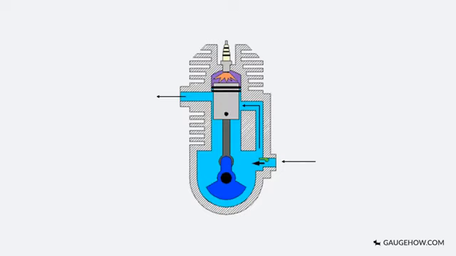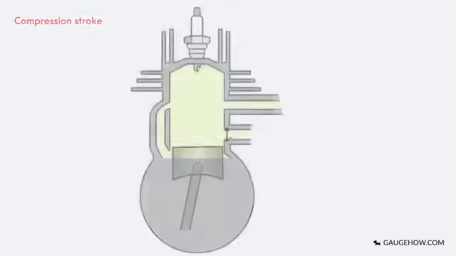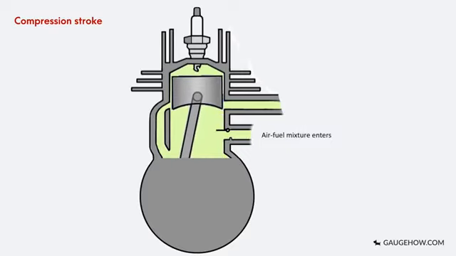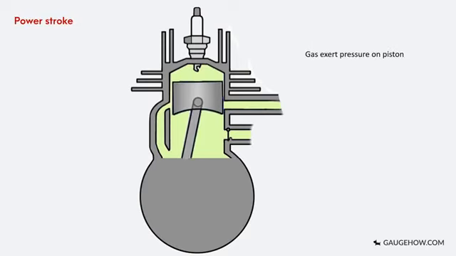The two strokes in this engine are compression and power stroke. In the compression stroke, the spring-loaded inlet port opens and the air-fuel mixture enters the crankcase and the piston moves upwards, compressing the mixture. Due to the pressure and temperature change while compression, gases get heated up. Next, in the power stroke, the heated gas exerts high pressure on the piston and the piston moves downward. Waste and residue gas are scavenged.